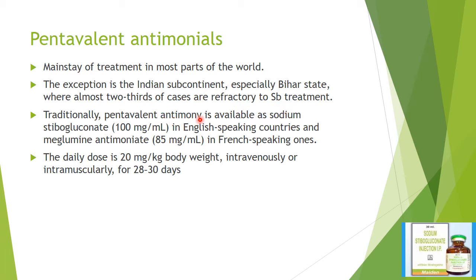Traditionally, pentavalent antimony is available as sodium stibogluconate 100 mg per ml in English-speaking countries and meglumine antimoniate or 85 mg per ml in French-speaking ones. So it's called sodium stibogluconate or meglumine antimoniate. The daily dose is 20 mg per kg body weight intravenously or intramuscularly for 28 to 30 days.